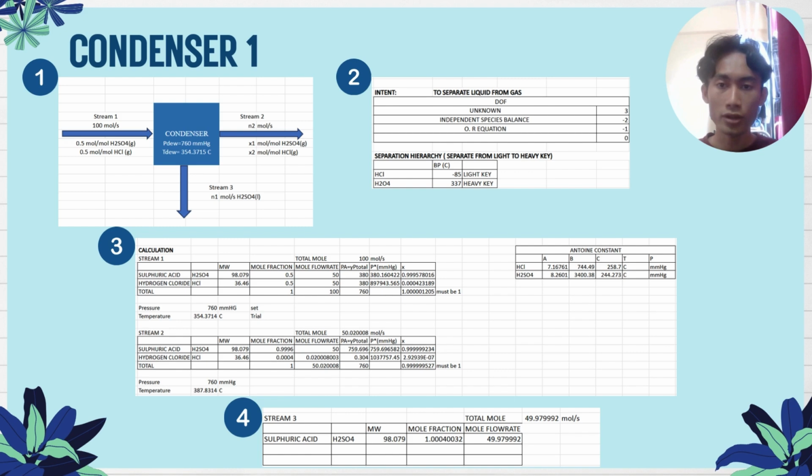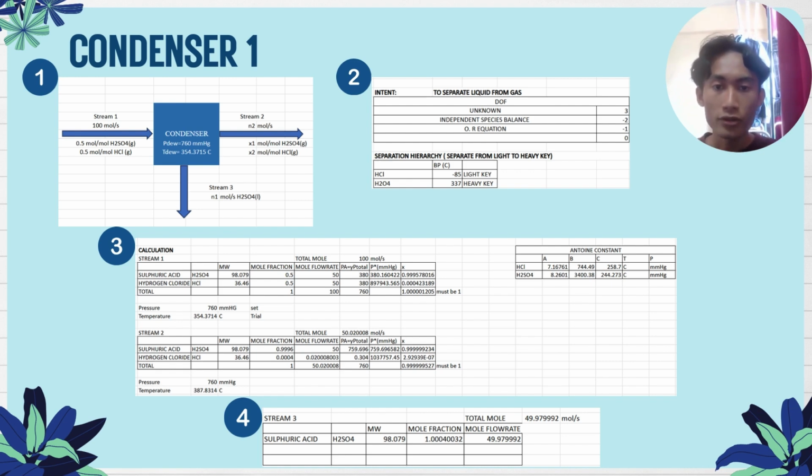Okay, I will explain condenser 1. This is the first part: the flow diagram for the condenser. We use Raoult's law. In the condenser we have three unknowns, which are N2, S1, and 1 minus S1 for stream 2. For stream 1, we have N1, and then 100 mol per second is the feed or basis.